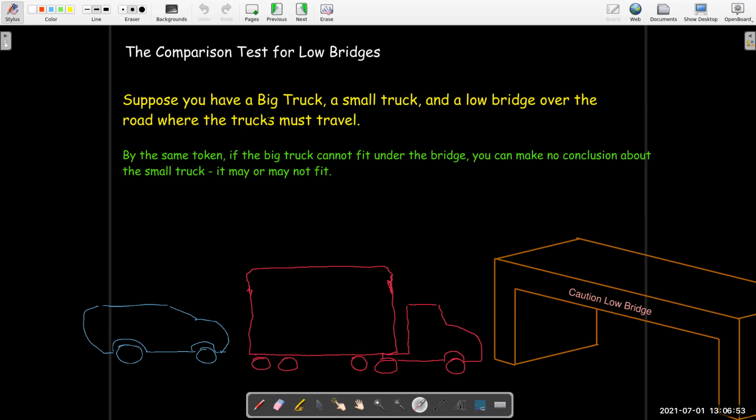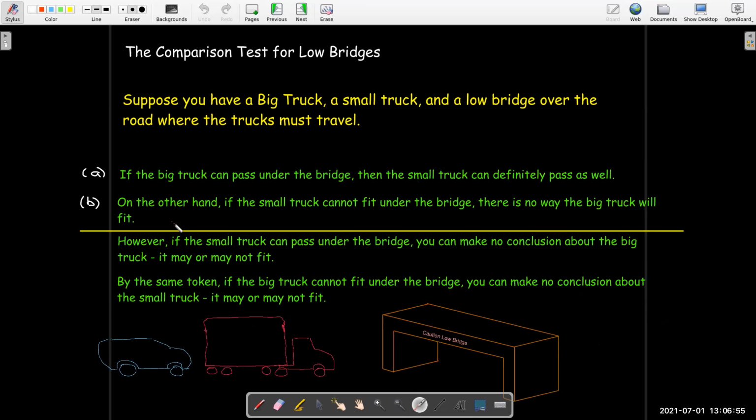So our comparison test has two meaningful parts. If the big truck fits under the bridge, the small truck must. And on the other hand, if the small truck does not fit, then there's no way the big truck's going to make it. But then we have these cases where we don't get any additional information. That's where the small truck can pass under the bridge, but we don't know about the big truck. Or we could say the big truck can't fit. Maybe the little one can, maybe not. We don't know.